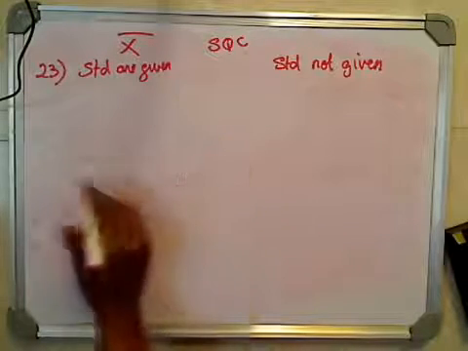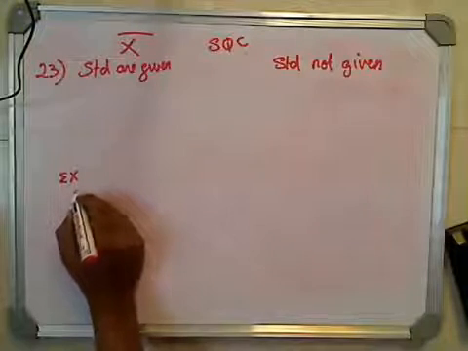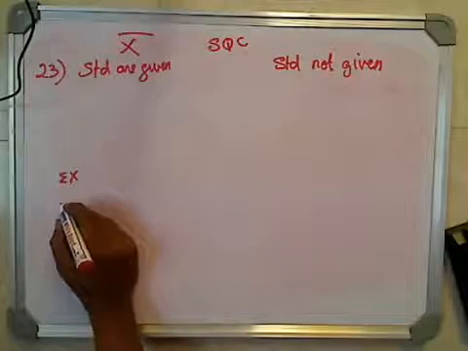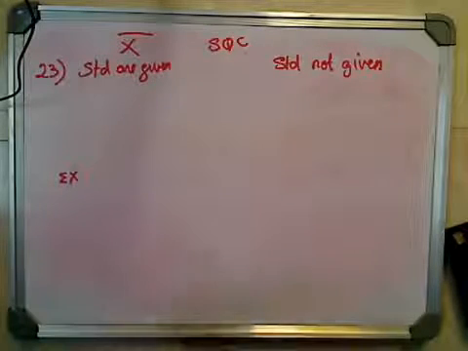Firstly, we need to calculate the summation X. And now, how do you go about calculating this? You just add up the values of the sample that has been given here. For example here, I don't know if you can see. Yeah, I guess you can.